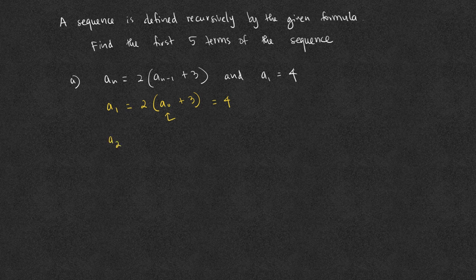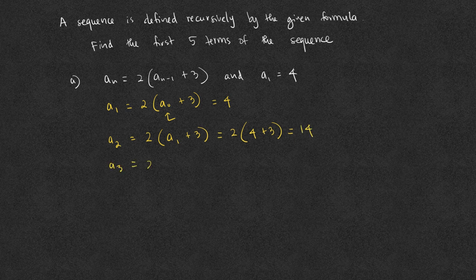But for the next term, a sub 2 equals 2 times a sub, if n equals 2, then n minus 1 has to be 1, plus 3. This is 2 times a sub 1, and we know that it is 4, so we replace a sub 1 with 4. 4 plus 3 is 7. 7 times 2 is 14.